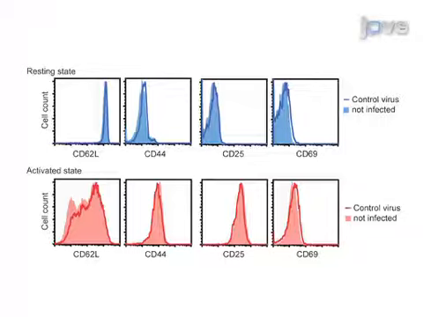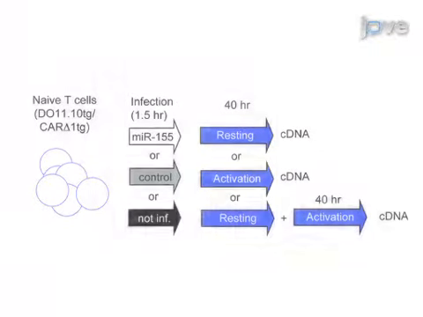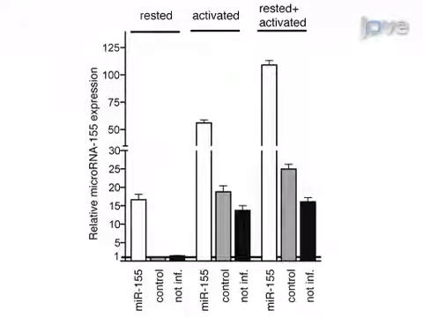cell activation. To test the level of overexpression achieved with the described adenoviral transduction protocol, naive T cells were infected with microRNA 155 encoding or control adenovirus at an MOI of 50. Cells were either rested for 40 hours, activated for 40 hours, or were rested for 40 hours followed by an activation of 40 hours. cDNA was generated and microRNA 155 expression was determined relative to snoRNA 202 by quantitative PCR.